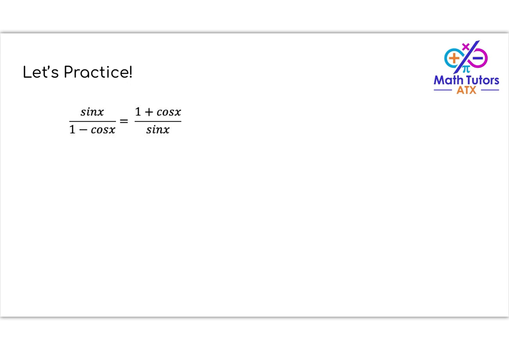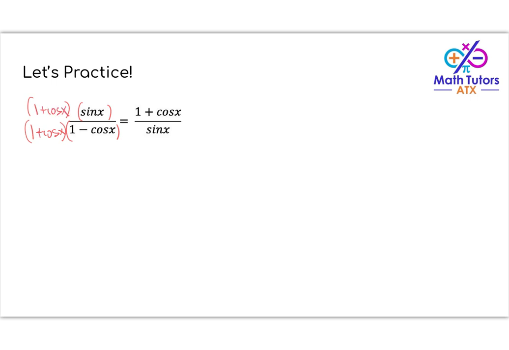Let's see. Looking at this one, I already have things in terms of sine and cosine. I don't have anything to multiply out. I don't have anything to factor. Well, there was a strategy that talked about if I have like 1 plus cosine or 1 minus cosine, I can multiply by the conjugate. So let's actually try that and see what happens here. So the conjugate of 1 minus cosine is 1 plus cosine.